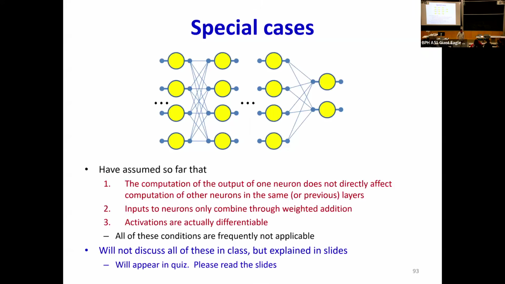Special cases. So far, we have assumed that the computation of the output of one neuron does not directly affect the outputs of the other neurons. Can you think of some things that we have seen where this is not true? Softmax, computing the output of one at one point affects all the others because they must all sum to one, right? So you can have various things. There are various variants that we've actually got on the slides. Please look them up. They may appear in the quiz, but I'm going to go through some of them, right?